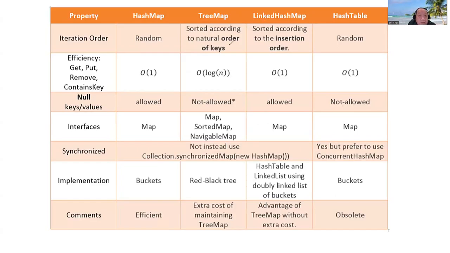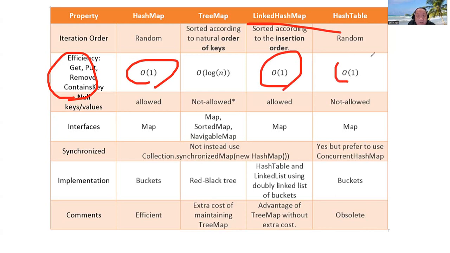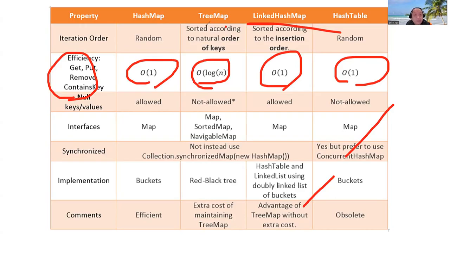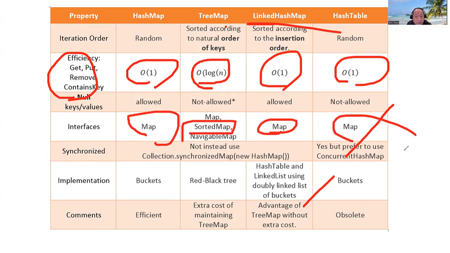Efficiency, your access time. Hash map is order 1, hash table is order 1. Tree map we say is order log n because it's actually the length of your letters. So tree map is slower, but tree map had a good advantage of being a sorted map. Others are normal maps, not sorted.